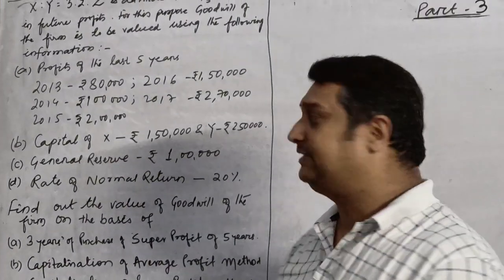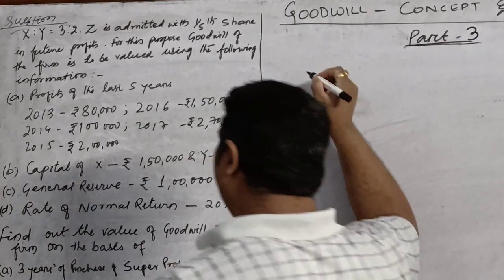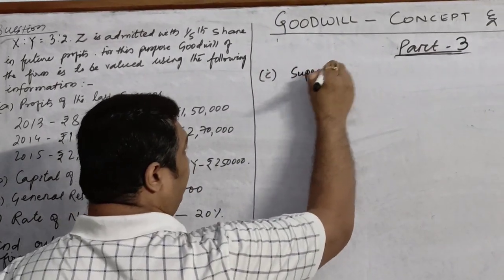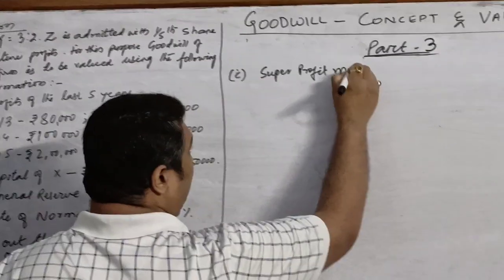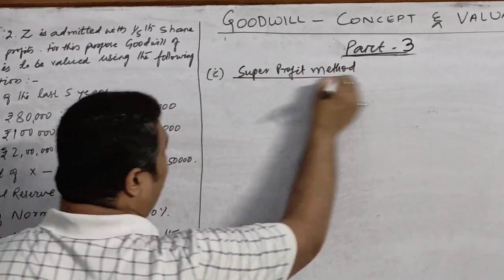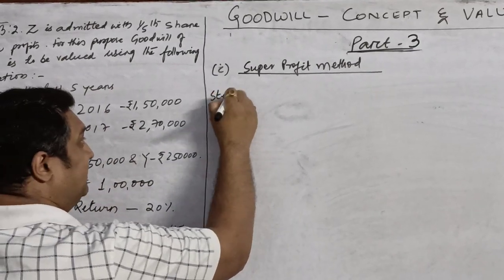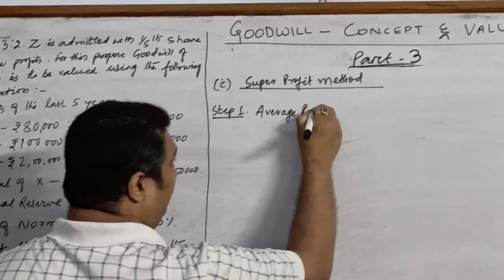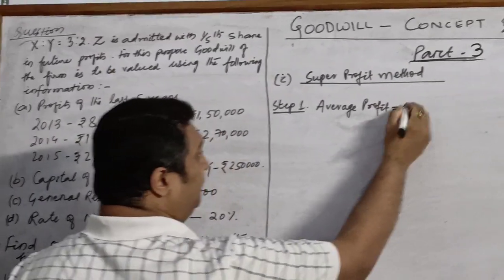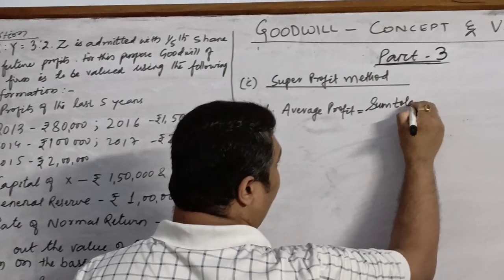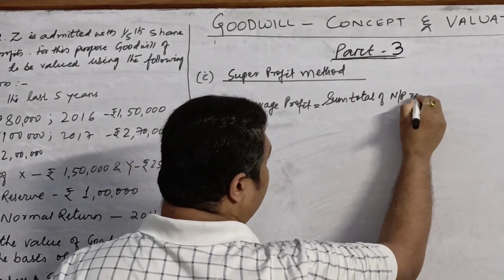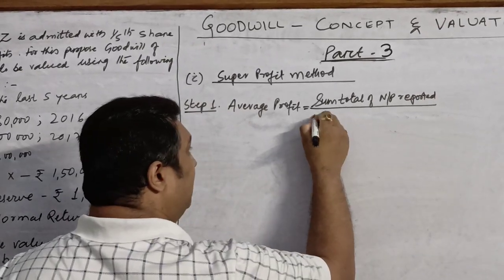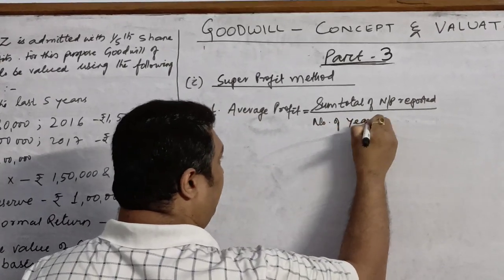Now let's begin from the first condition. That is, our first method is by using super profit method. So children, in order to calculate the goodwill based on super profit method, we will follow all the steps which we had discussed. First step is to find out the average profit. The formula to calculate average profit is sum total of net profits reported divided by number of years reported.